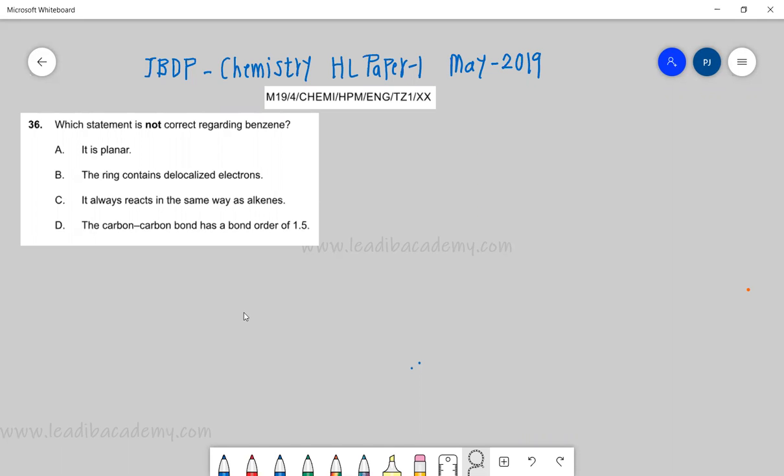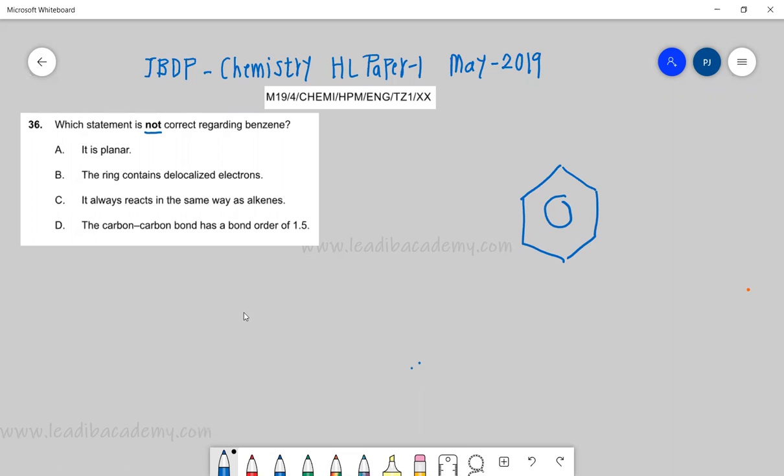Interesting question number 36. Which statement is not correct? Please understand, just be careful which is not correct about benzene. So what is the benzene? Benzene structure is like this. I'm just showing it like this, simple.